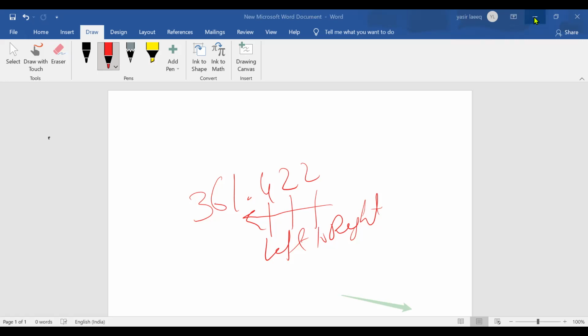This will be the same. See here, when we multiply and the multiplier is 10, 100 or 1000, we move the decimal point to the right by as many places as the number of zeros after 1 in the multiplier. Is it clear? For example, let's see.